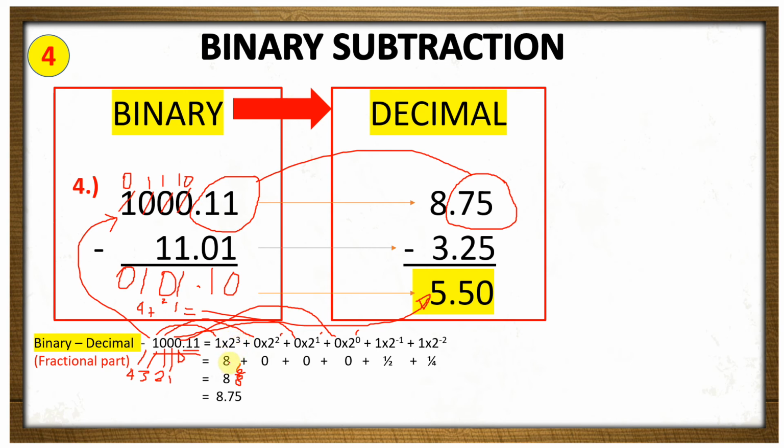So that's 2 times 2, 4 times 2, 8 times 1. So this is actually 8. Next, 0 times 2 raised to the power 2. So 2 times 2 is 4. When you multiply it by 0, this will become 0. Okay, 0 times 2 raised to the power 1. So this is 2 times 0, it's 0. 0 times 2 raised to the power 0 is equal to 0.